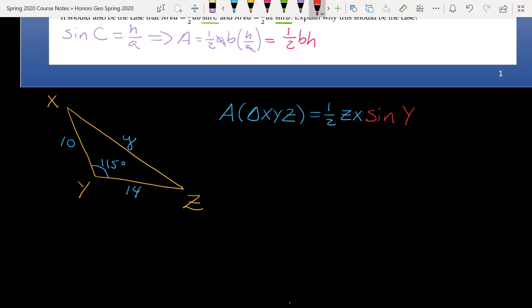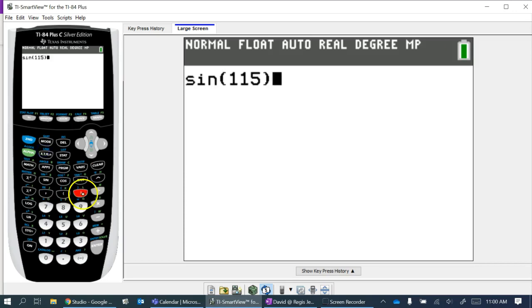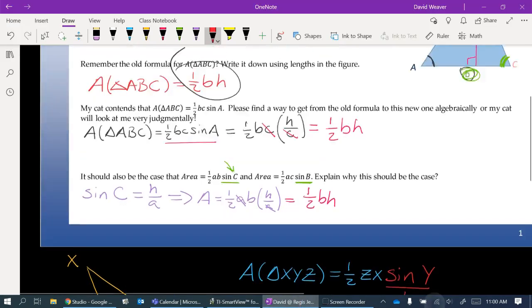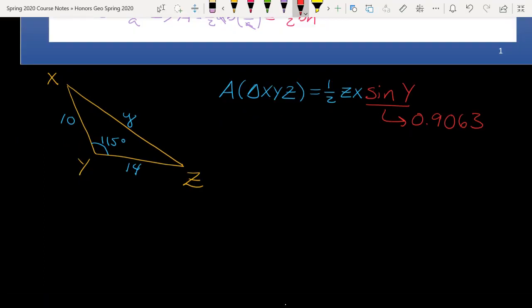Well, there's certainly one thing we need to figure out in advance, and that's, what the heck is the sine of Y? Well, let's run to the calculator and take a quick look, considering that we know that Y is 115 degrees. 0.9063. Now we have all the information we need to complete this entire formula. Now it's just a matter of calculation. Let's run back to the calculator and do that.